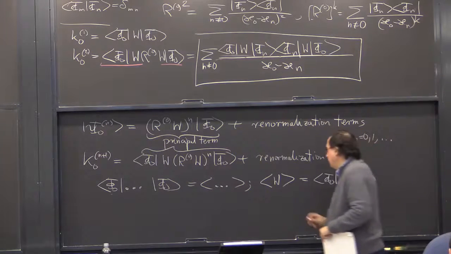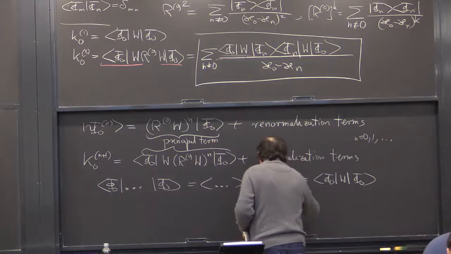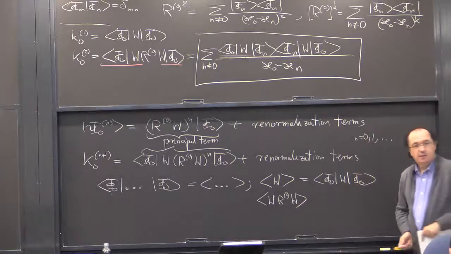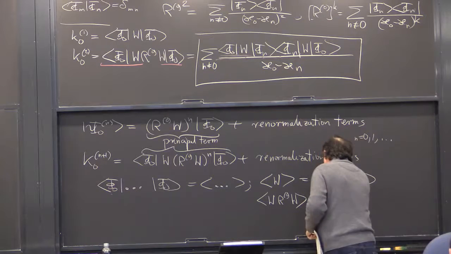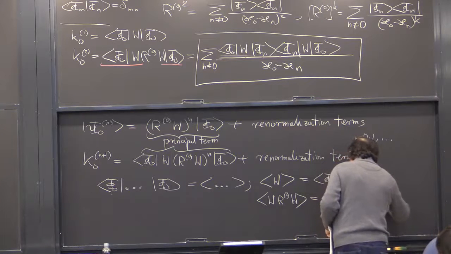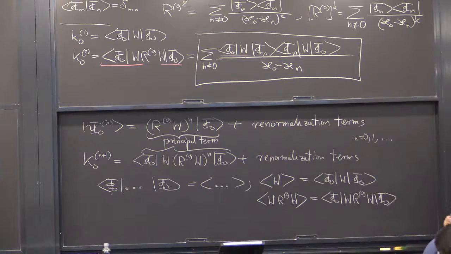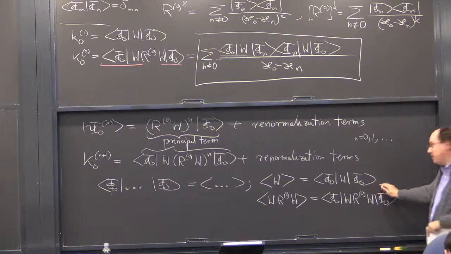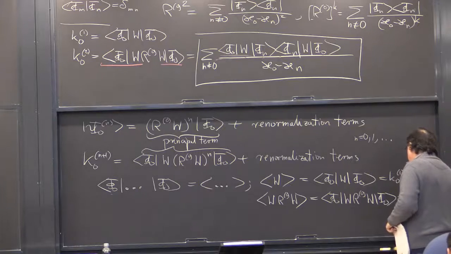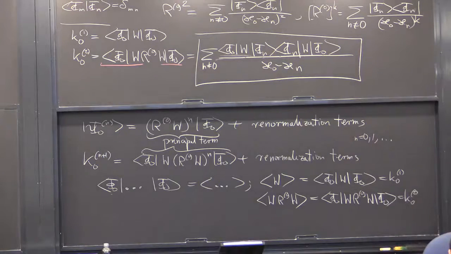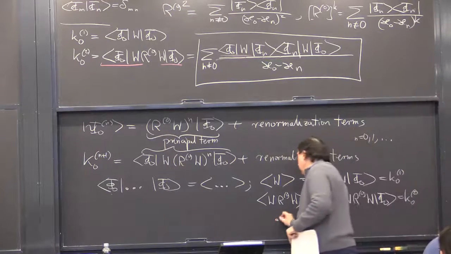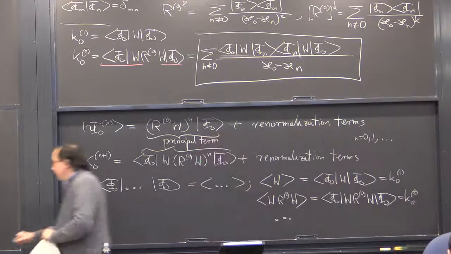When you see something like this, W R0 W is another example. What I really mean by this is phi0 W R0 W phi0. You obviously recognize that this is the first order correction to the energy, and this is the second order correction to the energy that we just worked out. But in this notation, it's more compact. And of course you can produce more examples yourself if you like.